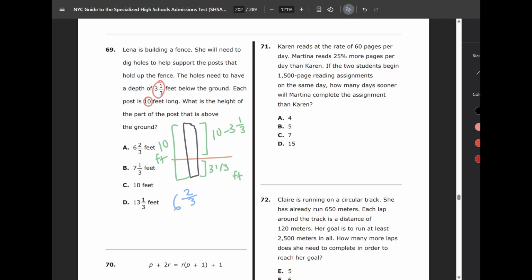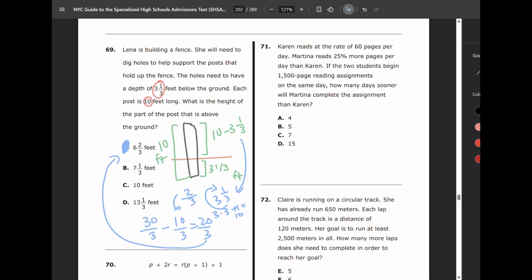If you're good at mental math, you know that that is 6 2/3. But if you're not, don't worry. 10 is the same thing as saying 30 over 3, right? And 3 1/3, using what we know about converting mixed numbers to improper fractions, is 3 times 3 plus 1, which is 9 plus 1 equals 10. So it's 10 over 3. All I have to do is 30 over 3 minus 10 over 3 to get 20 over 3, and 20 over 3 we know is equal to 6 2/3.